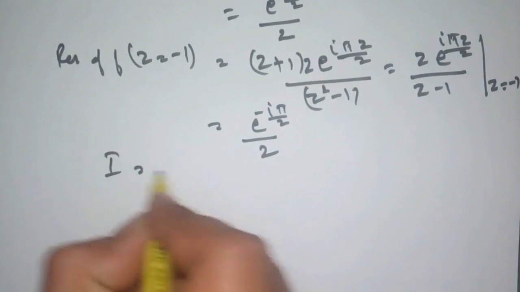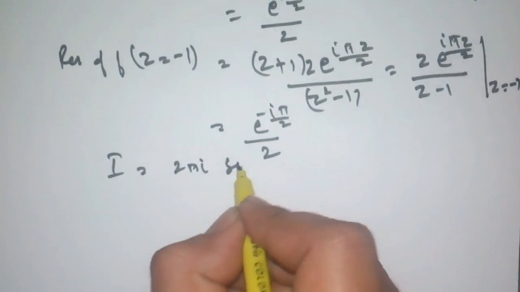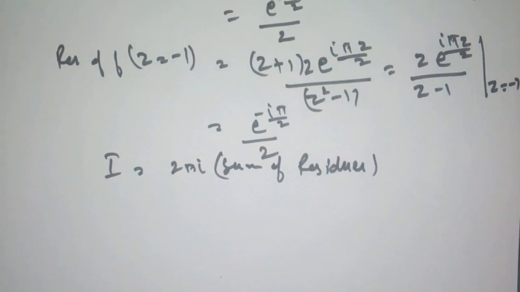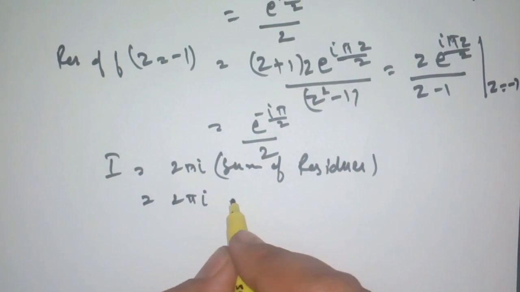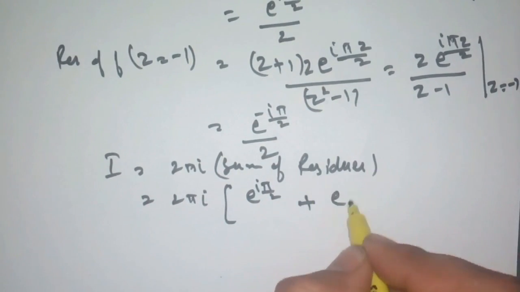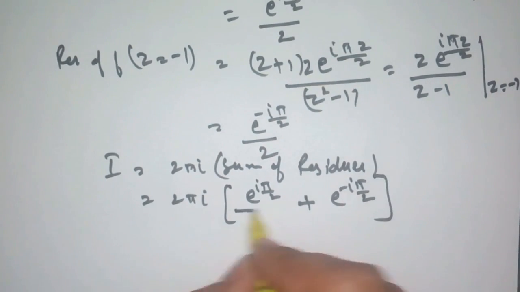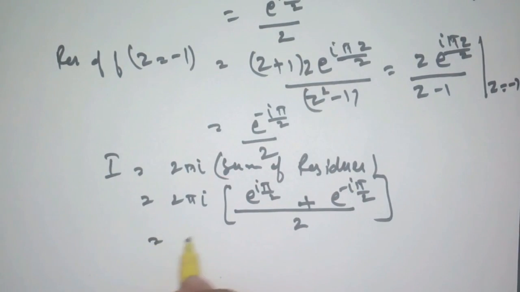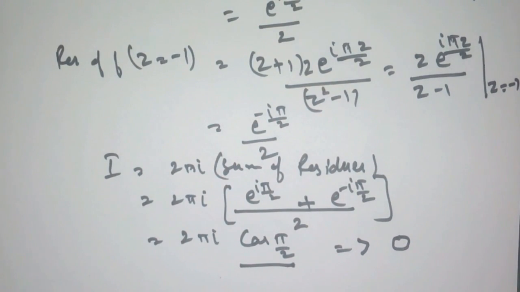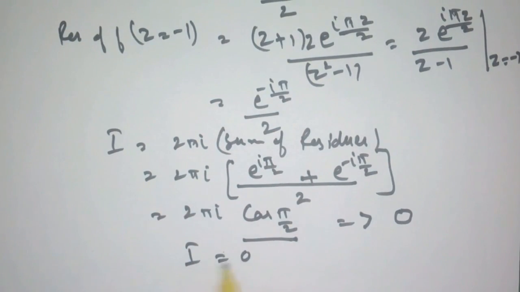Now the value of the integral is 2 pi iota times the sum of residues, which can be written as 2 pi iota times exponential iota pi upon 2 plus exponential minus iota pi upon 2, upon 2. So now here we will get 2 pi iota cos pi by 2. Now we all know that cos pi upon 2 is equal to 0. So the whole term will equal 0. That means the value of the integral will equal 0. So this is the right answer.